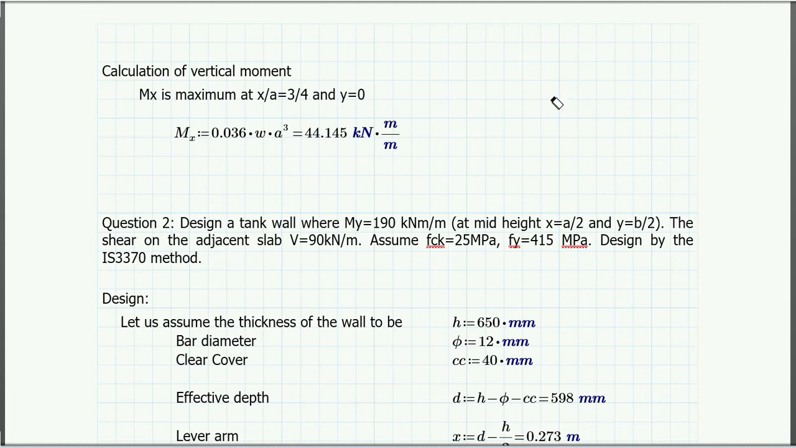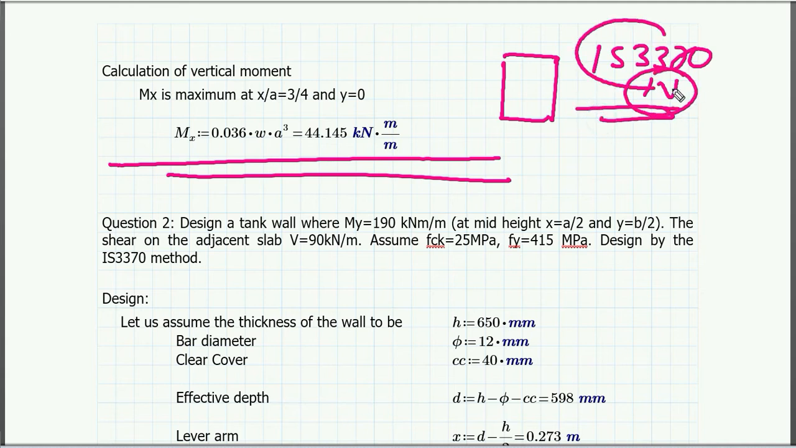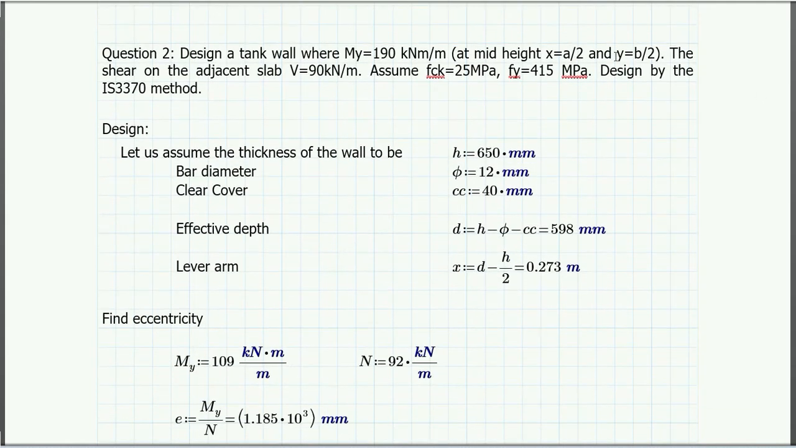Now with this, you can calculate the moments as well as the shear forces or the tension in a rectangular water tank using IS-3370 part 4. IS-3370 part 4 also deals with circular water tanks. So now let us try to design one particular wall of this water tank.